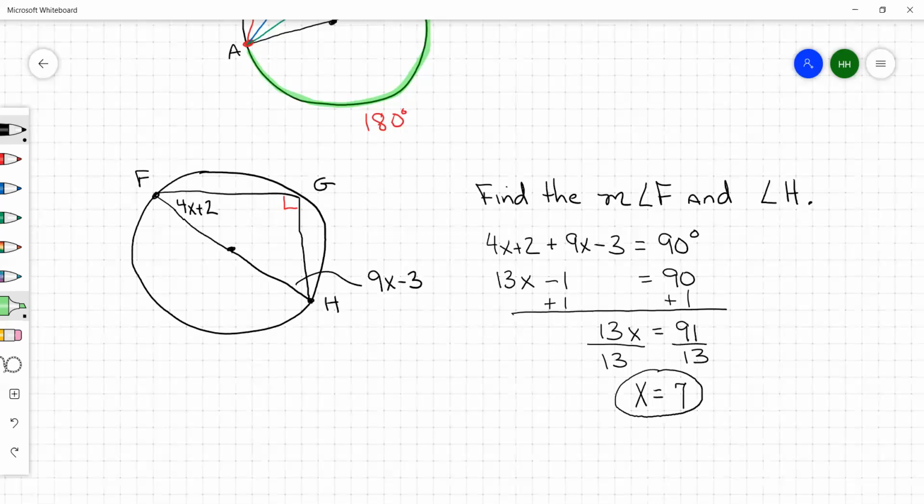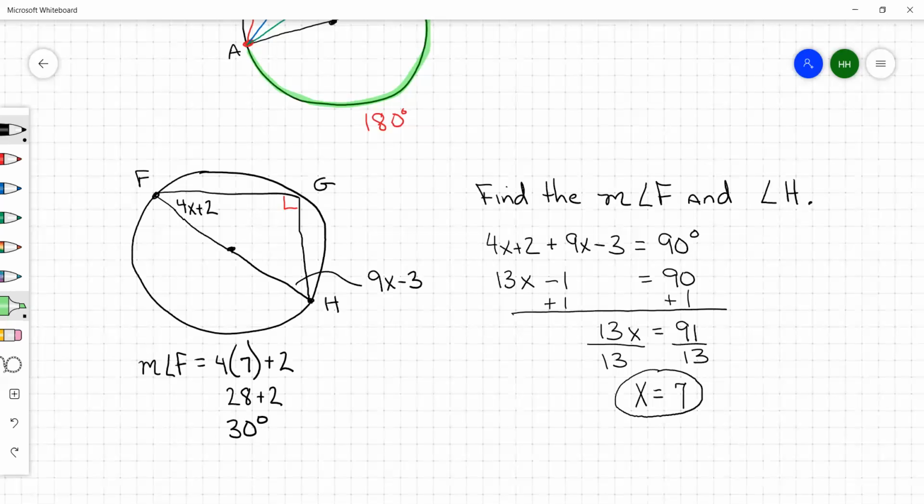All right, so that 13, at the end of that multiplication, you got to do 3 times 7. It's going to end in a 1. All right, so you got x equal to 7, so we need angle F. So the measure of angle F, that's going to be 4 times 7 plus 2. And that's 28 plus 2. And that's 30 degrees. So if F is 30, what's H?